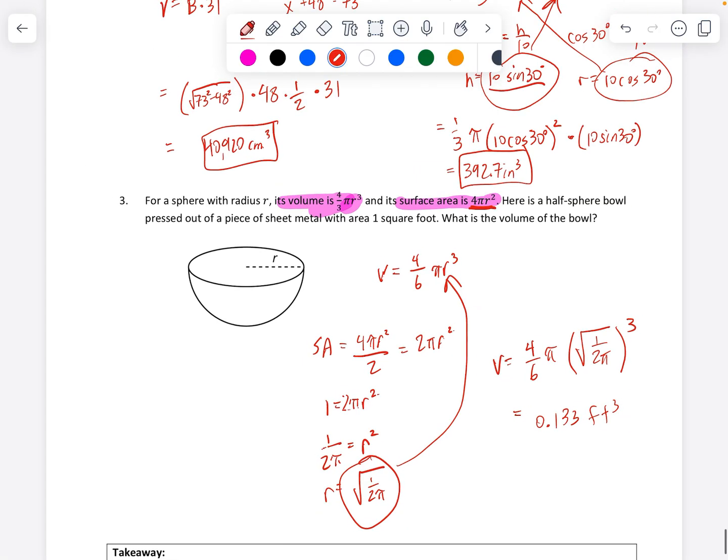All right, go ahead and start on your Delta Math activity. Okay, make sure you do that. There's only 2 or 3 questions from each section. And then after that, you can start on the homework.